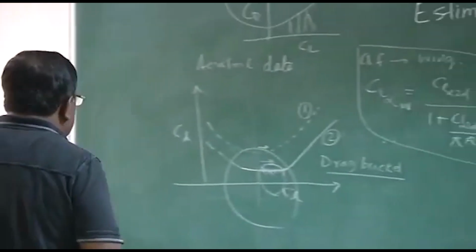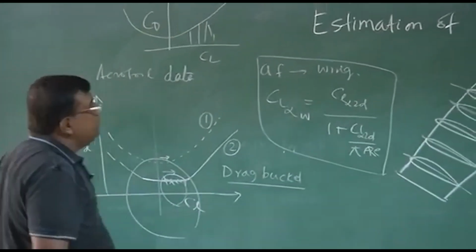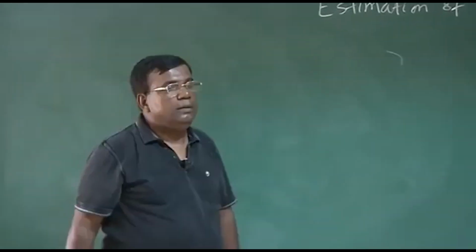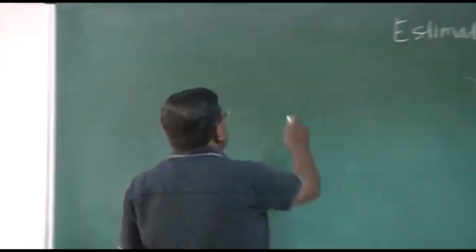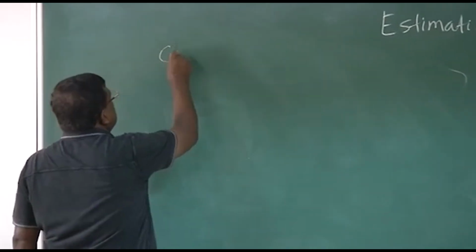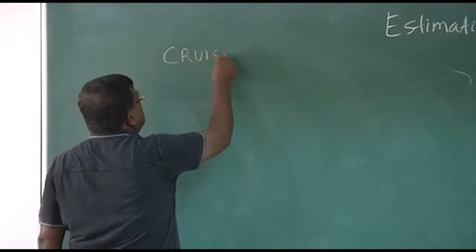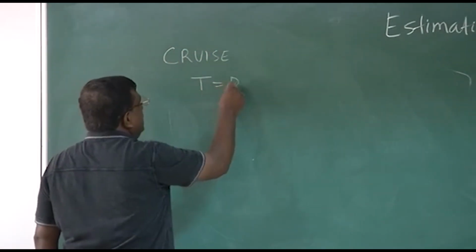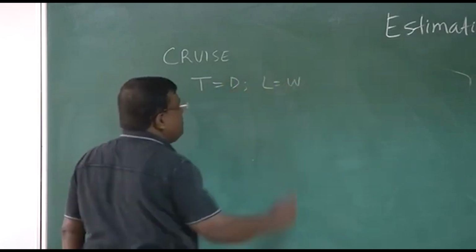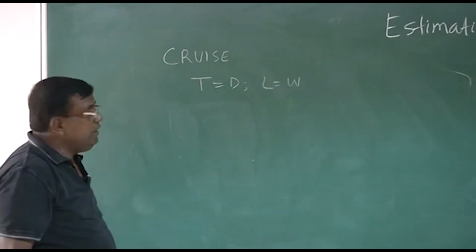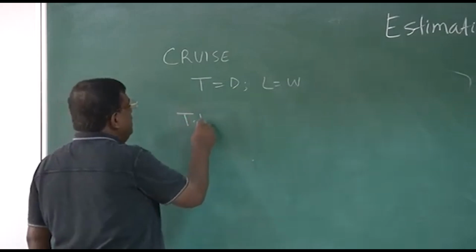Knowing this, now we want to estimate the drag polar through flight test. It is something like this. You are given an aircraft, you are a pilot, and it is told to you, go fly and find out, tell me what is the drag polar of this airplane. So what should we do? We know one thing, that if I cruise, then thrust is equal to drag and lift is equal to weight. We are using this so much.